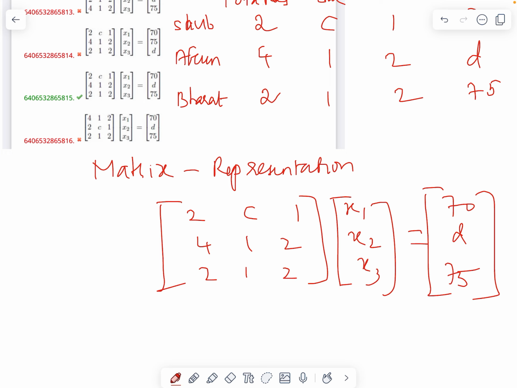It is definitely option 3: rows 2 3 1, 4 1 2 and 2 1 2. If you cross-check, this part is satisfied, this part is satisfied, and the right-hand side also. Hence option 3 is the right answer.